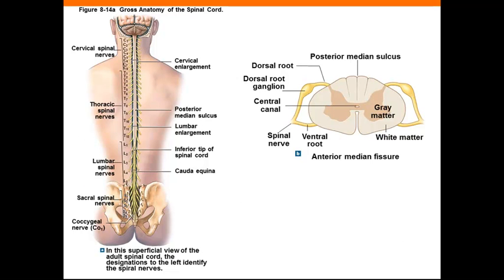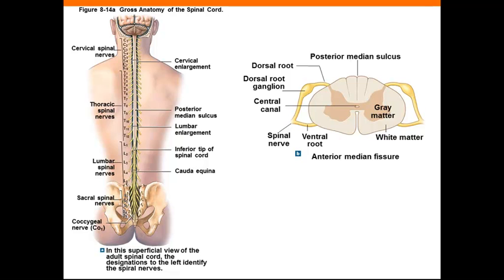Notice how the cord diameter is largest at the cervical region and decreases as it gets closer to the sacrum, with the only exceptions being the cervical enlargement and the lumbar enlargement, like I mentioned previously. On this cross-section of the spinal cord, notice the central canal, that little circle, and the posterior median sulcus, so that would be the side that's facing the back, and the anterior median fissure, and that would be the side that is facing the stomach, if you will.